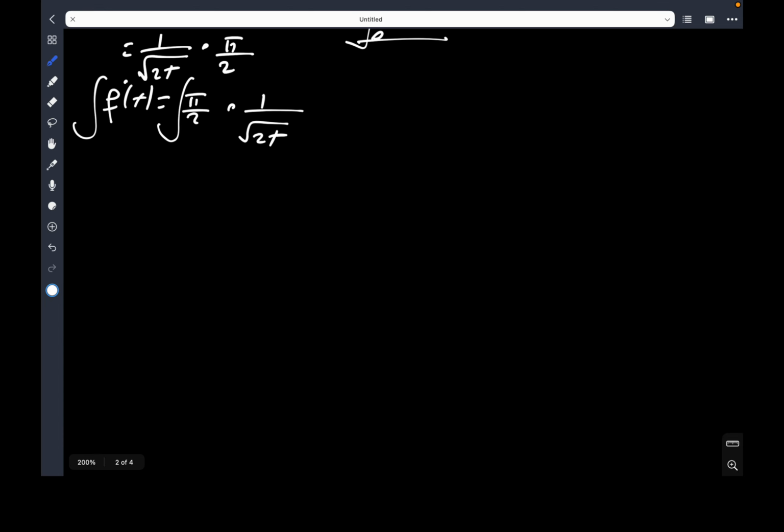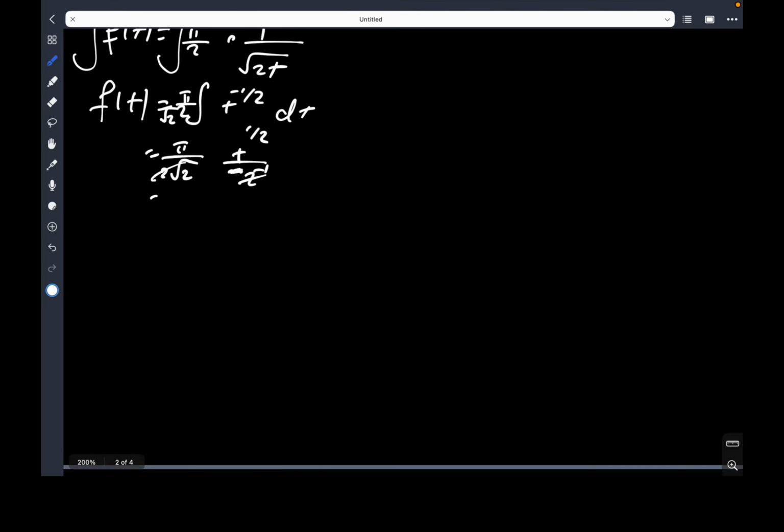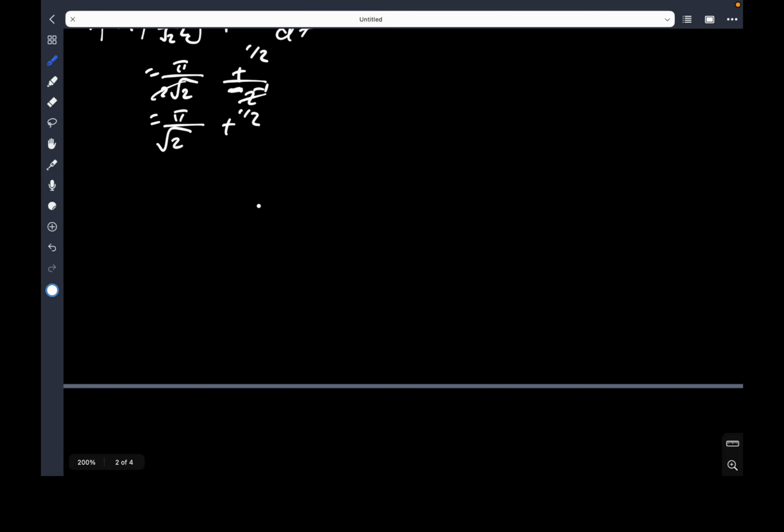Now if I integrate both sides of this equation, I'm going to get f of t equals the integral of pi over 2 times t to the negative half, square root 2 is going to be here as well, dt, which is pi over 2 root 2 times t to the half over 2 to the negative 1. These 2's are going to go away, which is pi over root 2 times t to the half. Thus my f of t is here, plus c, some constant of integration.